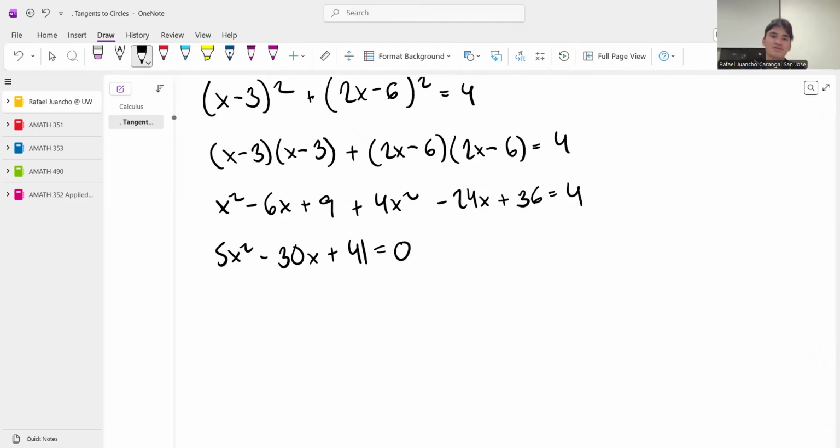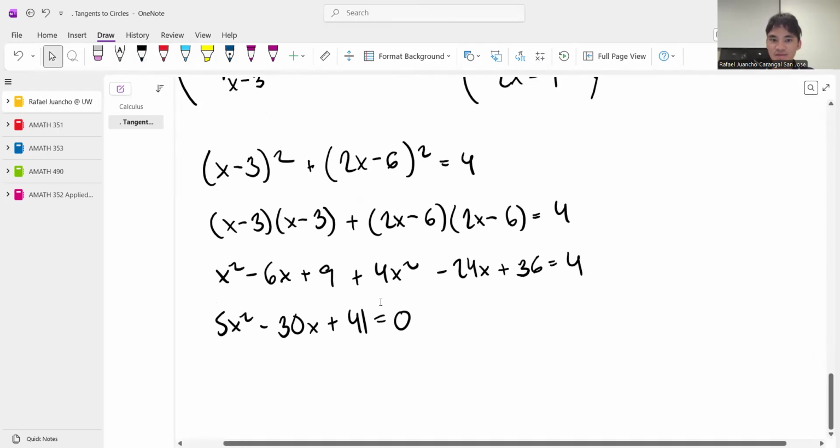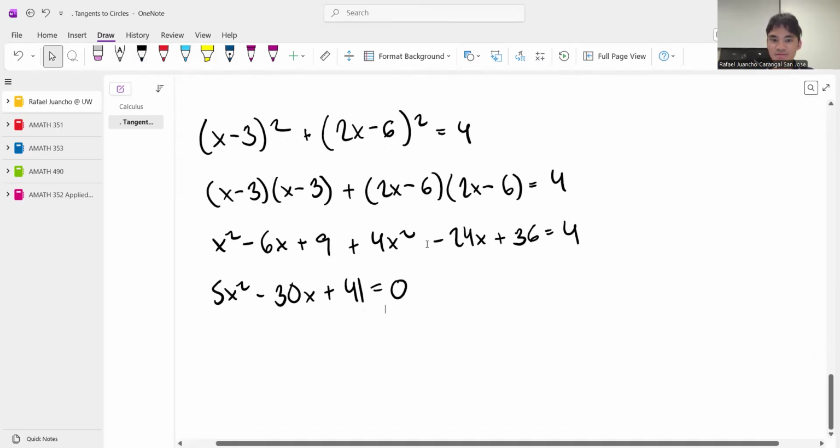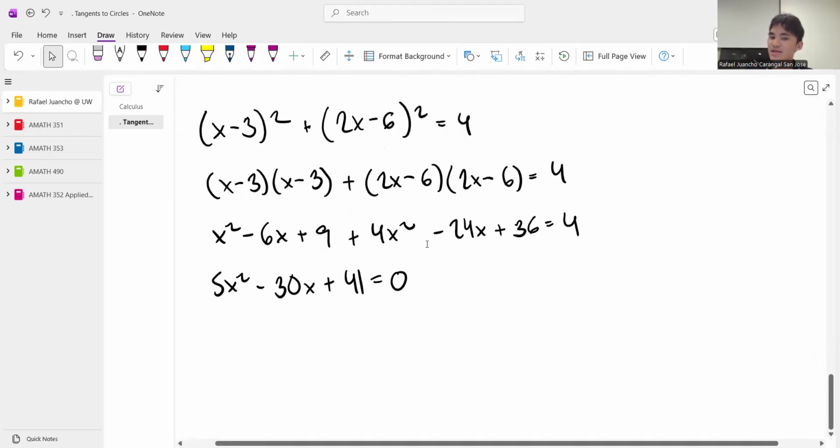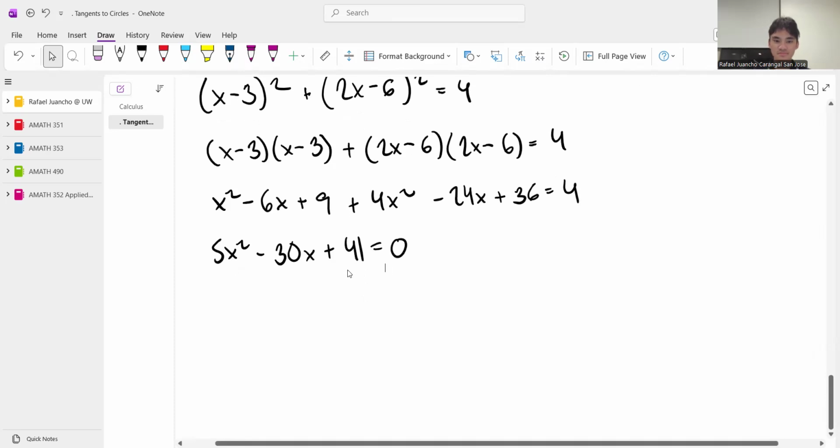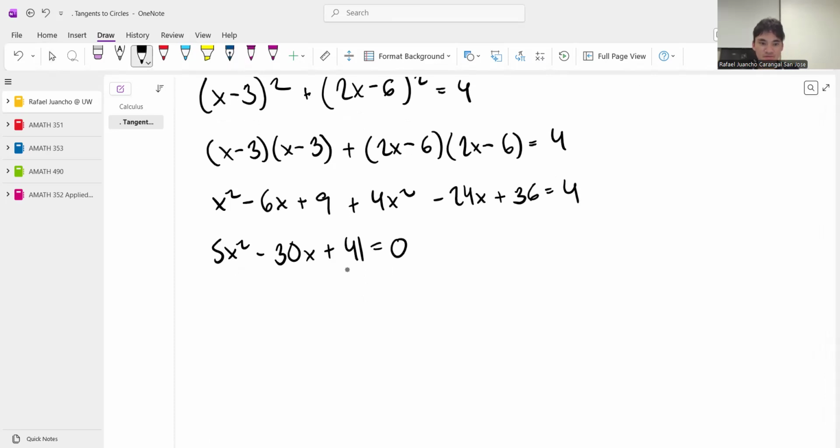And now I can solve for x. I hope I'm doing this right. I have a feeling I messed up something, but we'll find out. Okay, this looks right. Maybe feel free to check. Minus 12x, minus 12. Yeah, it looks right. And now I just solve for x. So I would use the quadratic formula.